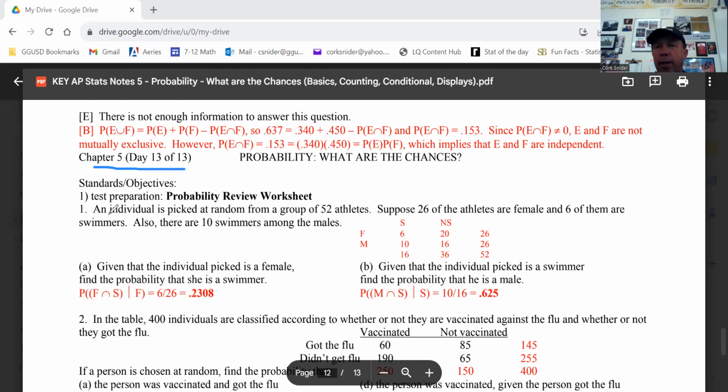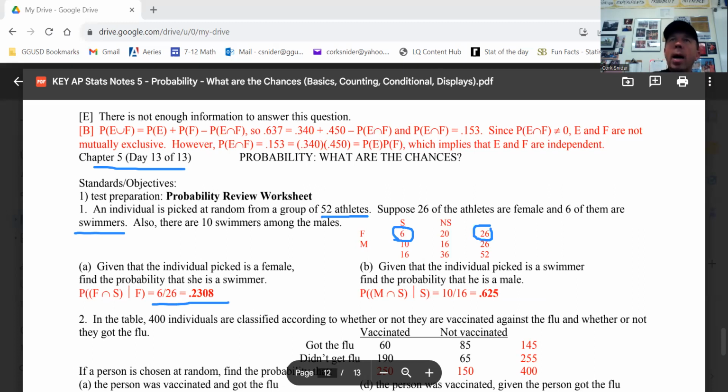These are all kind of practice questions. Question 1 comes out of a table. You can read the prompt yourself. It's got to do with 52 athletes, and it's got to do with swimmers. Question A asks, given that the individual is a female, so there are 26 females, what's the probability she's a swimmer? So that would be 6 out of 26 right there.